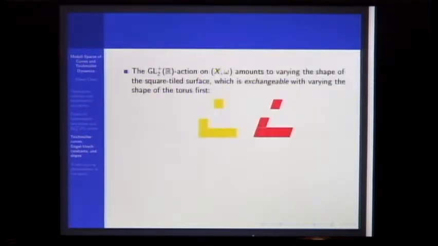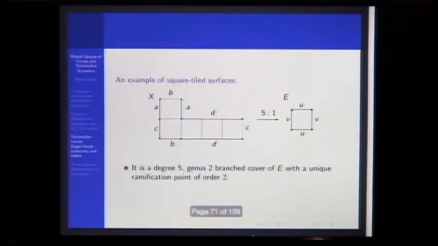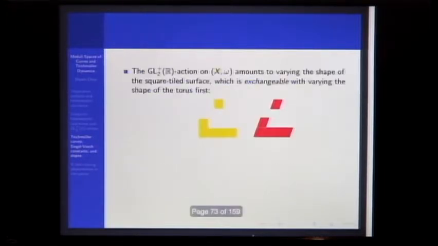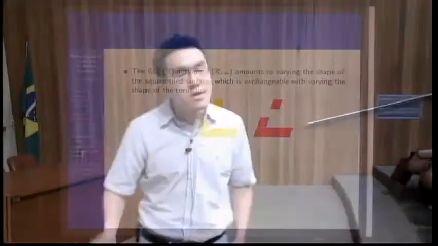Moreover, if you apply this GL2 action on this pullback differential, the left-hand side picture is the original one I showed you here. But if you apply GL2, that really means you can change the shape of this torus first under this matrix. For instance, on the right-hand side, you change it to another parallelogram, but you just use this new parallelogram as your building block to construct this branch cover.